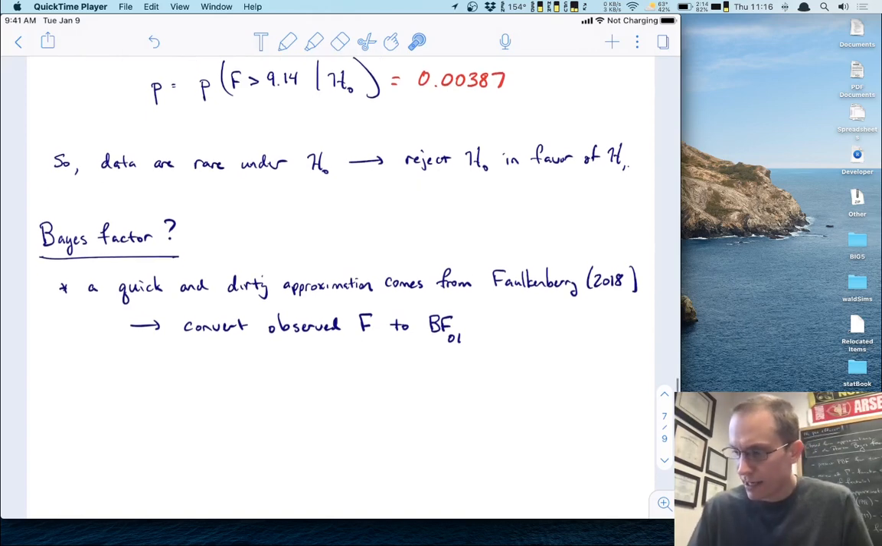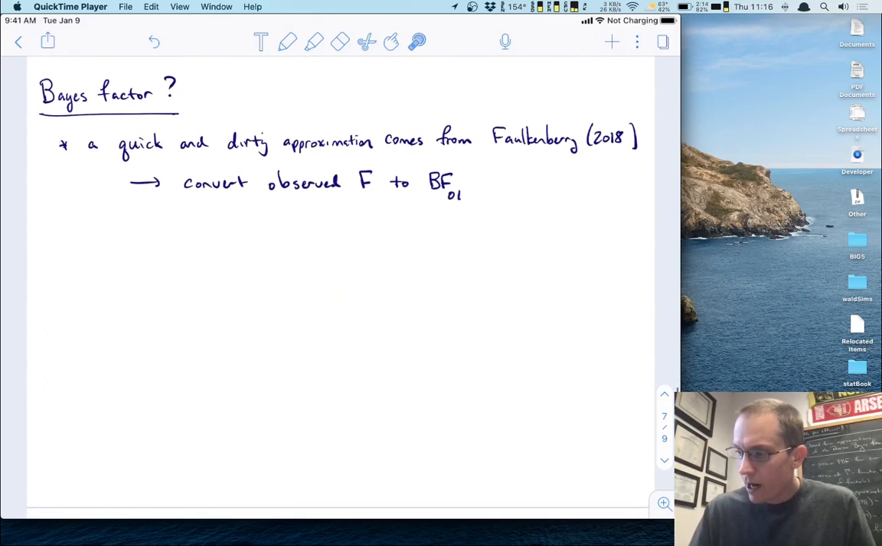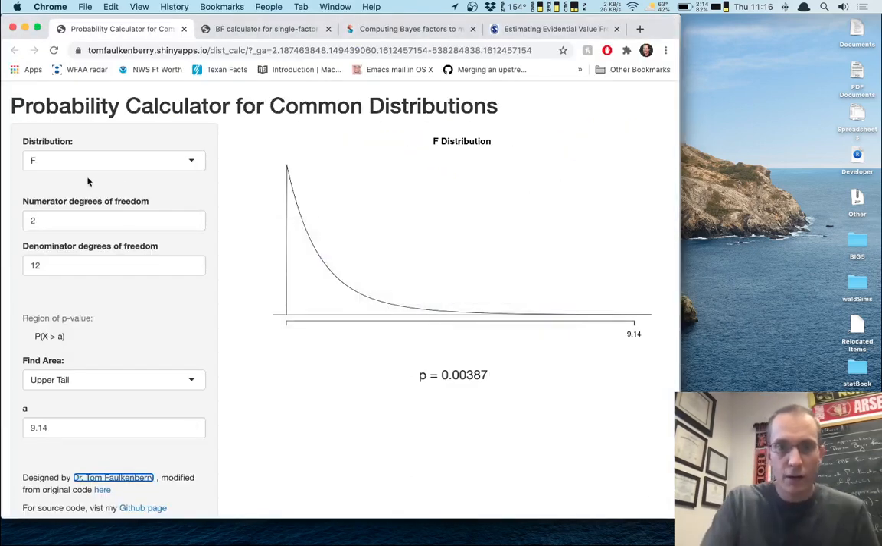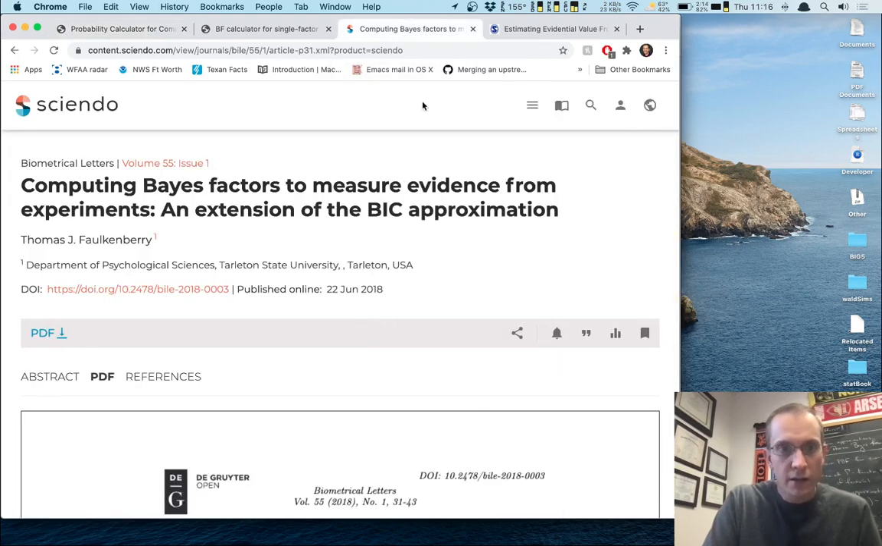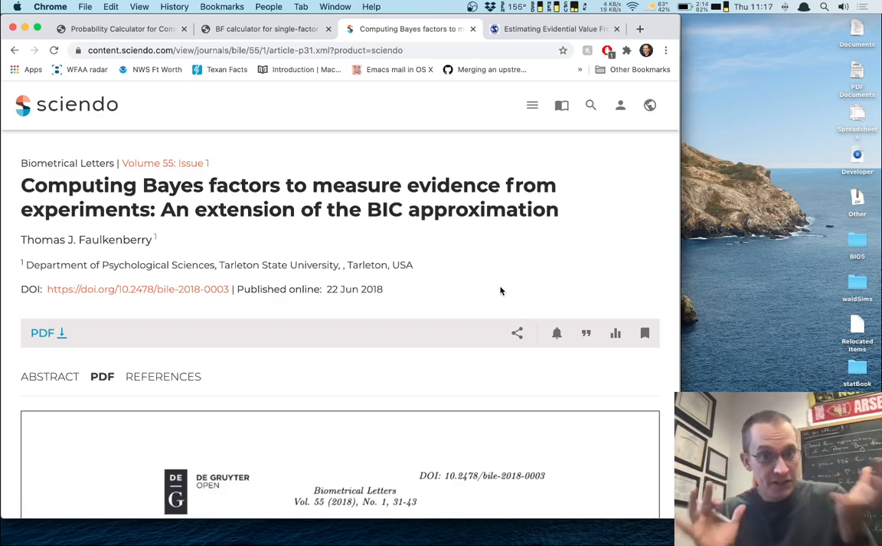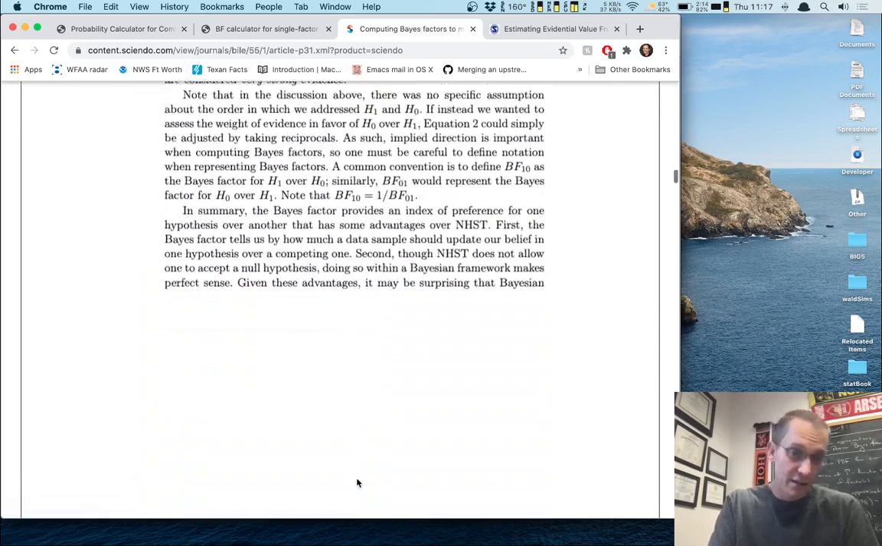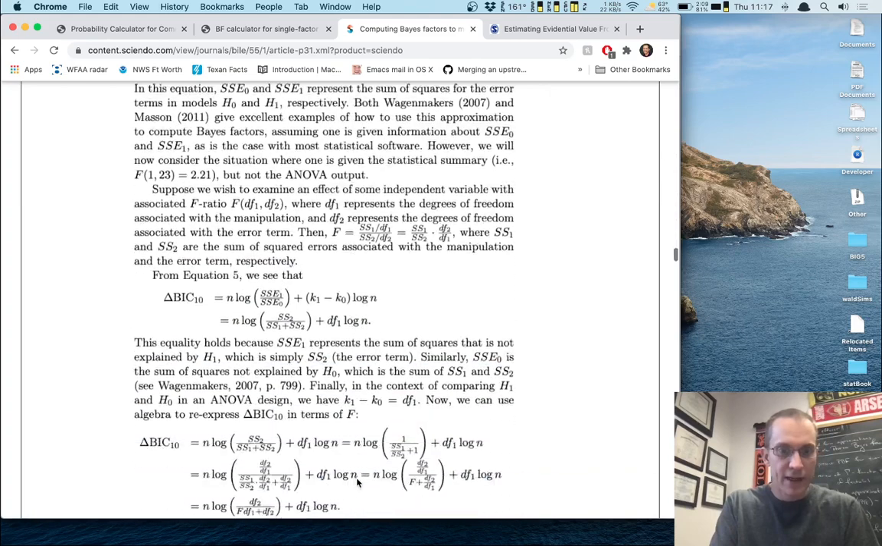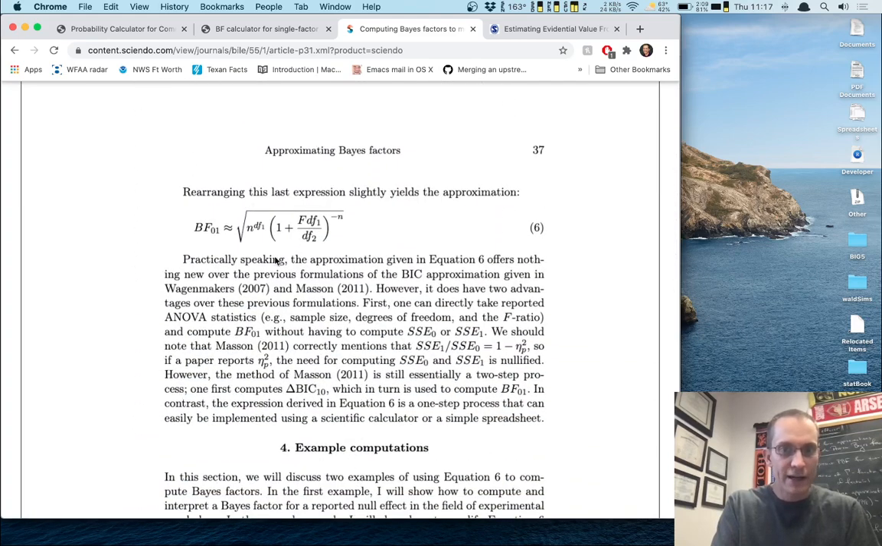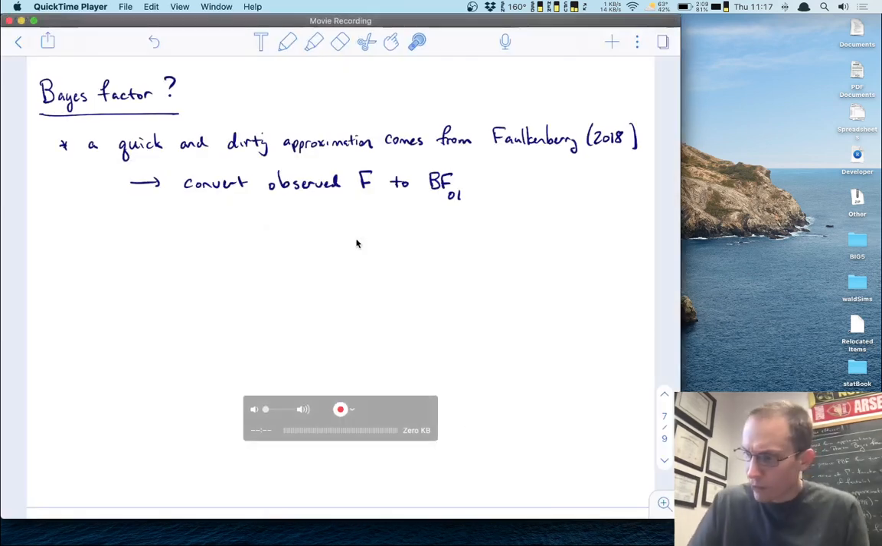So a quick and dirty approximation actually comes from some of the work that I've done. I'll show you the paper real quick, and I'll put a link to this in the video. This is a paper in 2018 published in the journal Biometrical Letters. And I talk about how to compute Bayes factors from summary statistics, basically. If you give me an F score, I can give you a Bayes factor. If you scroll down through the paper, it takes a little while to get to it because I actually work out the details of how to get this formula. But the formula is this guy right here. It's equation number 6 in the paper. Whatever all that is, I'm going to write it down on my notes here in just a second, but you'll at least know where that comes from.